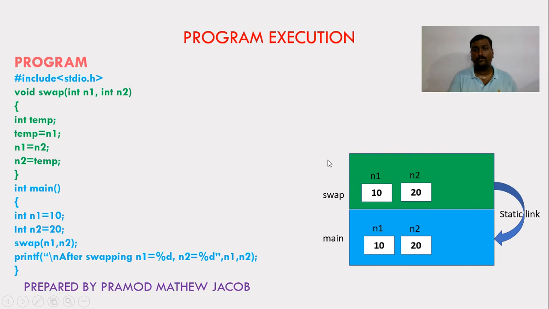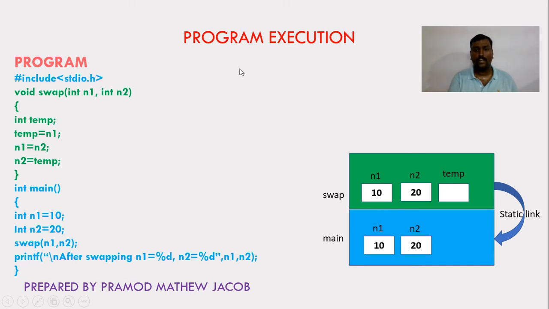So the frame pointer is pointing to the swap function. So the current active region is this swap module. So the temp will be stored in the swap activation record. So temp is declared and the memory space is allocated. Then we are doing the swap procedure.